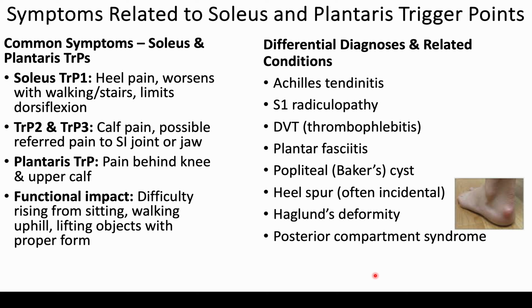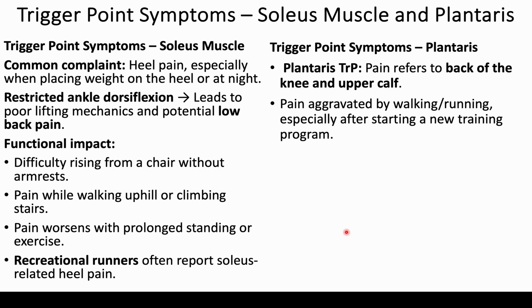Differential diagnosis and related conditions. Achilles tendonitis, so basically these are all kind of commingled, where the trigger points of the soleus muscle can be implicated within the Achilles tendonitis. S1 radiculopathy, DVT, these are all differential diagnoses and related conditions. And then popliteal Baker cyst, so that all can be implicated, for example, even when it comes to Plantaris. Heel spur pain, Haglund's deformity, which is shown right here, and posterior compartment syndrome.